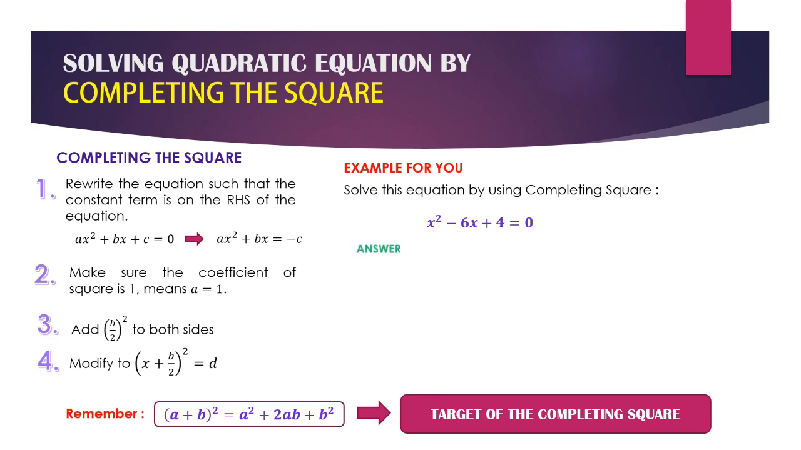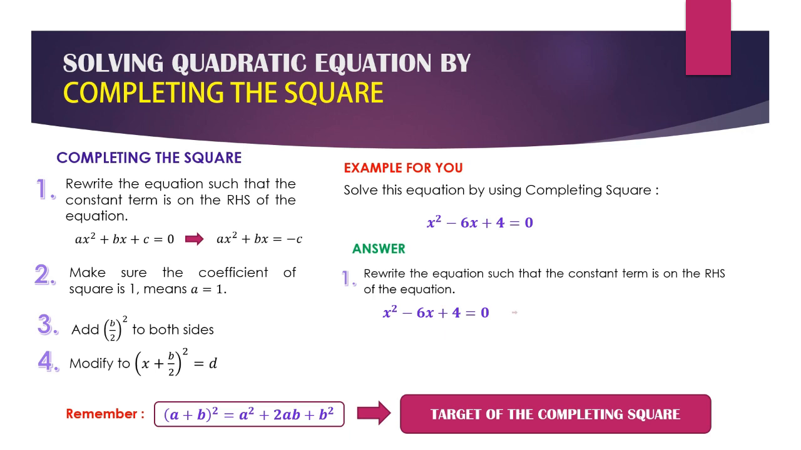Okay. Rewrite the equation such that the constant term is on the RHS of the equation. So, x squared minus 6x plus 4 equals 0. You have to separate the constant to the right side. It will be x squared minus 6x equals minus 4. So you have to move it to the right side.